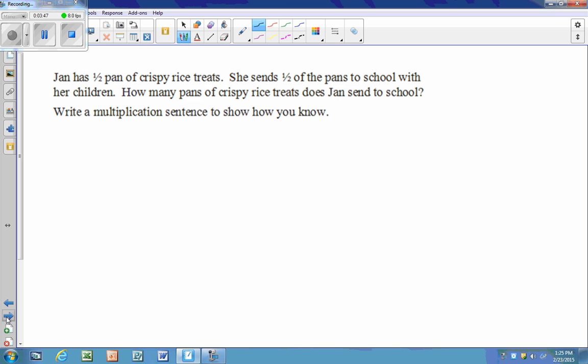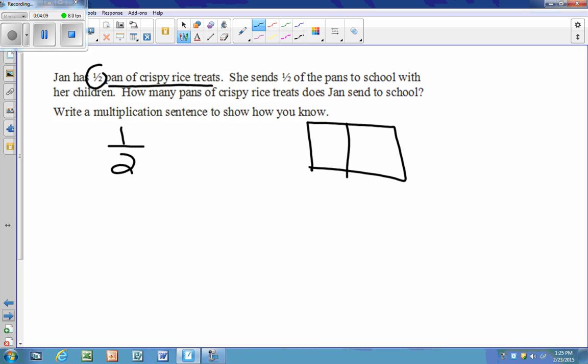Next, we now have fractions times a fraction. So before, when we did a fraction times a whole number, our answer was larger than the fraction. When we do a fraction multiplied by a fraction, my answer becomes smaller. So this says Jan has 1/2 of a pan. So she has 1/2 of a pan. I'm going to draw a picture of that 1/2 of her pan, and I'm going to shade in 1/2. Then it says she sends 1/2 of the pan to school with her children. So I want 1/2, you notice I write that in front, of her 1/2.